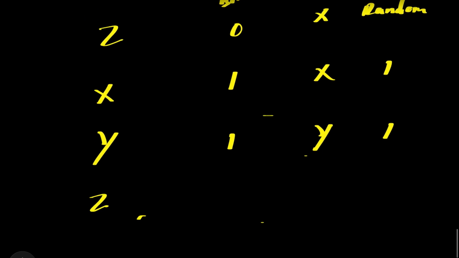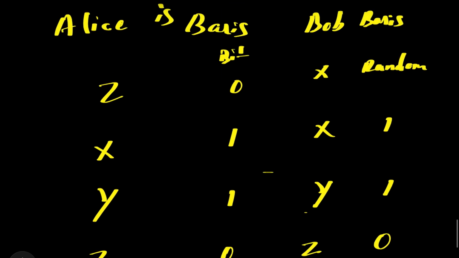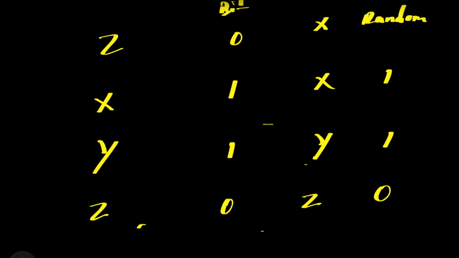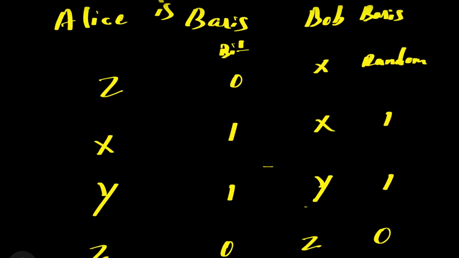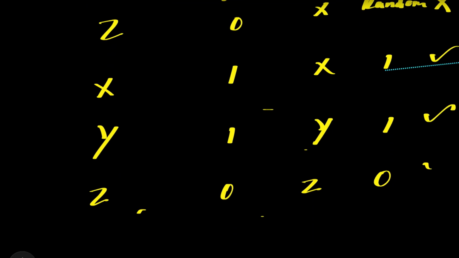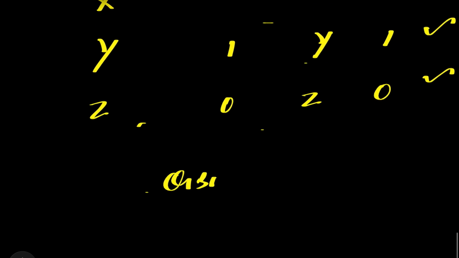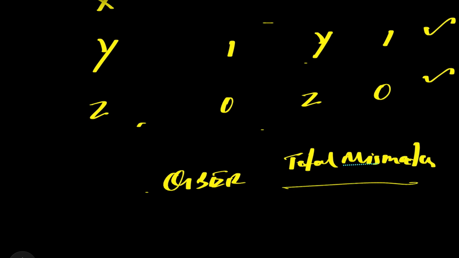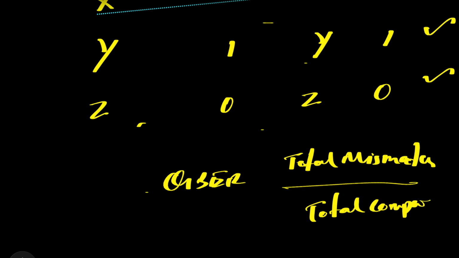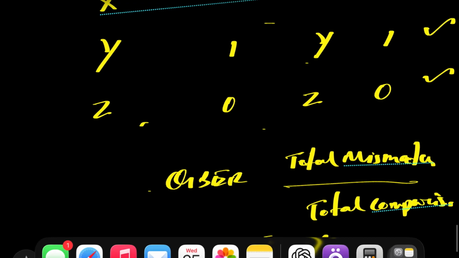Again, if Alice is using Z and the bit is 0, and Bob is using Z, the bit is 0. Here Z and X became random, so discard it. Here X, the bases are correct, so we keep it. Y, the bases are correct, we keep it. Z, the bases are correct, so we keep it. For QBER, we take the total mismatches by the total comparison. This is how we usually find the QBER percentage.